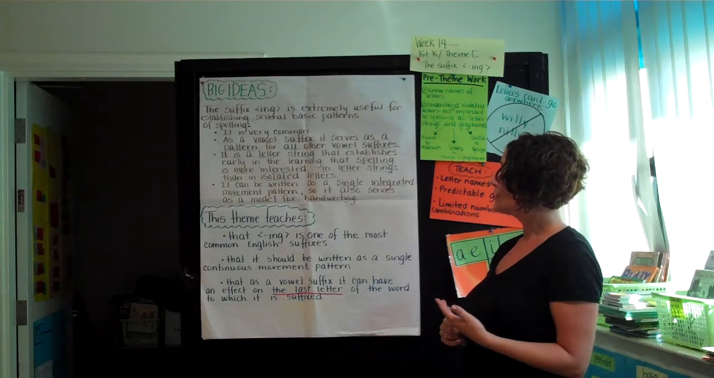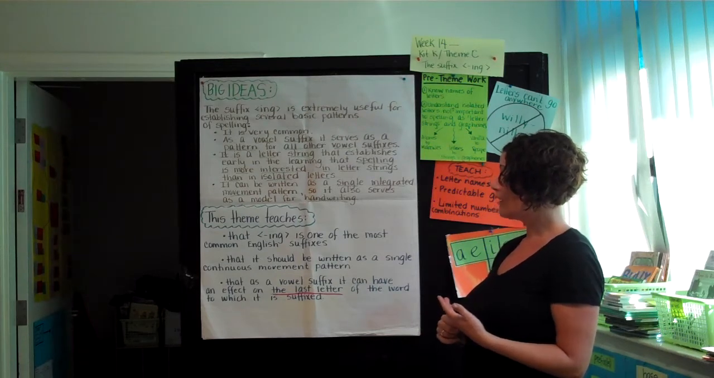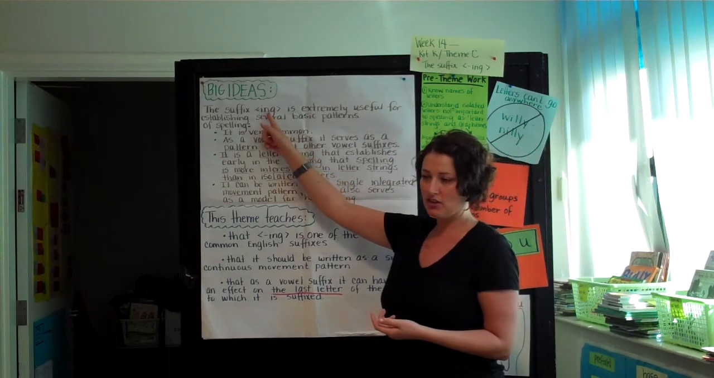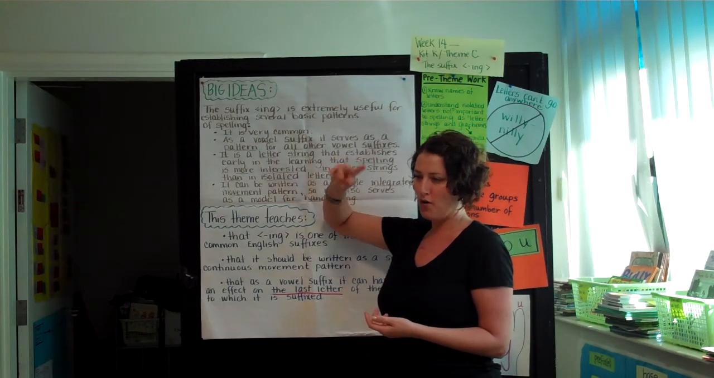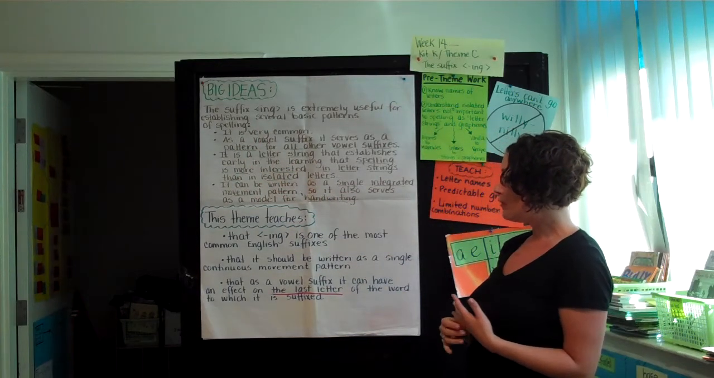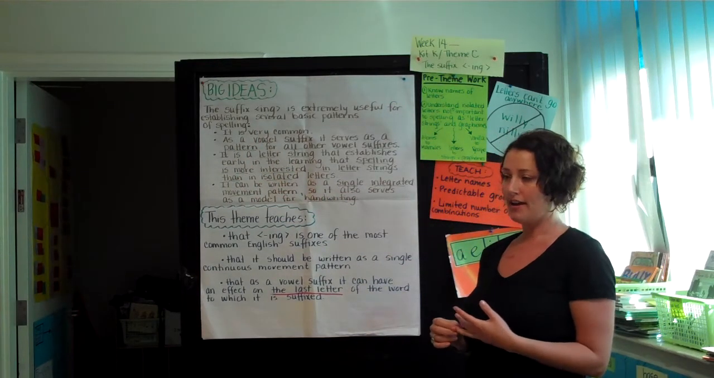It's a letter string that establishes early in the learning that spelling is more interested in letter strings than in isolated letters, and that comes out in the pronunciation of ing. It's only two phonemes when you say it. It can be written as a single integrated movement pattern, so it also serves as a model for handwriting.